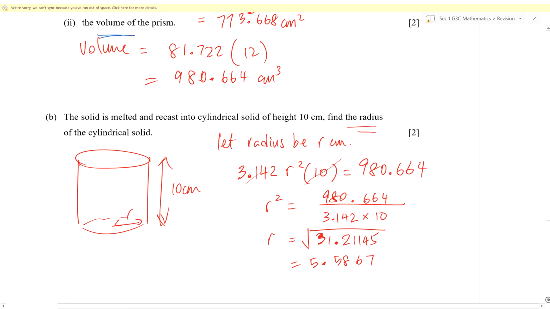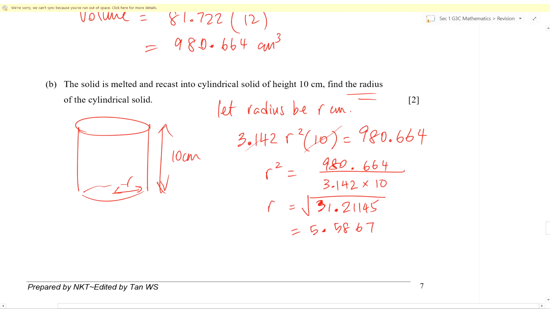This is my radius. Now question, is this an exact value? No, because whenever we do a square root, most of the time we are going to get a non-exact value. Okay. So what do we round this off to? How many SF? 3. Okay, what's the 3 SF? Okay, good. So this is our radius.